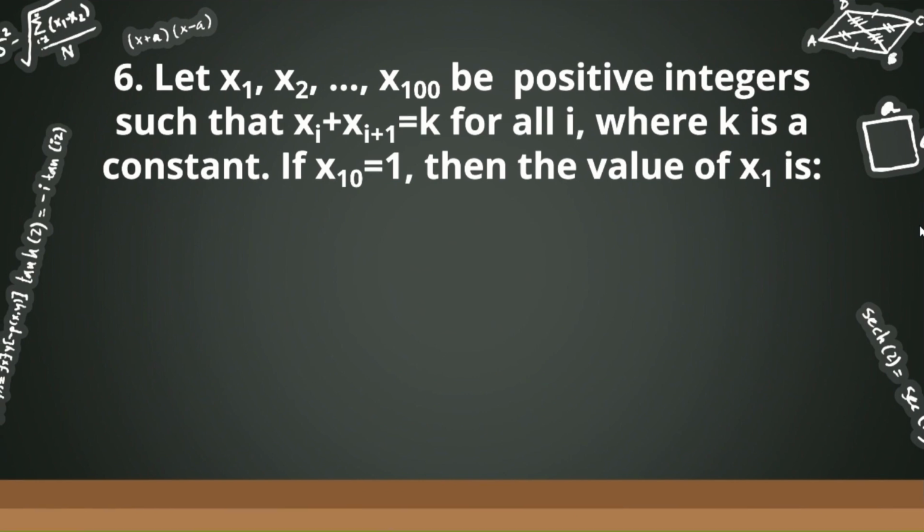Okay, so what does this say? Let x1, x2, continuing to x100. There are 100 numbers. They are all positive integers such that xi plus xi+1 equals k. Now what does this mean? i is the index. If I put i equal to 1, it gives us x1 plus x2 is equal to k, for all i, where k is a constant.